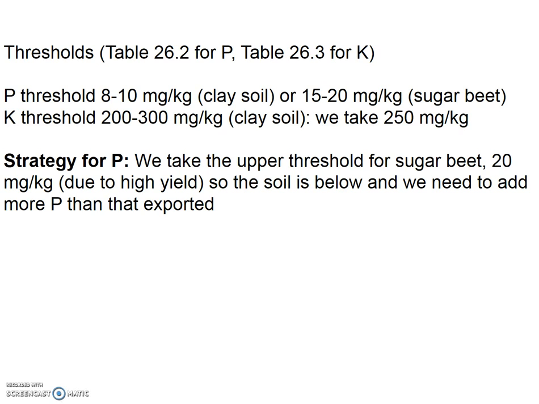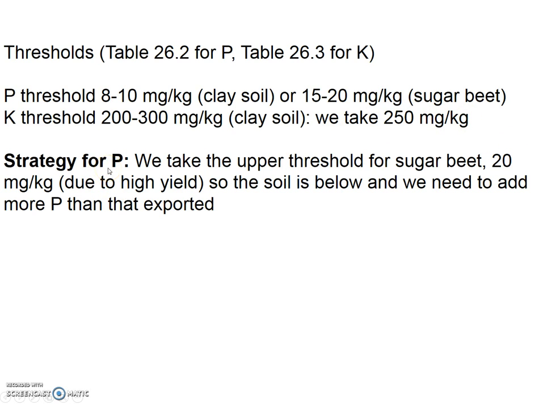Then we look for the thresholds. The thresholds may be found in table 26.2 for phosphorus and table 26.3 for potassium. We see that the phosphorus threshold is between 8 and 10 milligrams per kilogram for clay soil, or between 15 and 20 milligrams per kilogram for sugar beet. For potassium, the threshold lies between 200 and 300 for a clay soil. You can take the mean value.